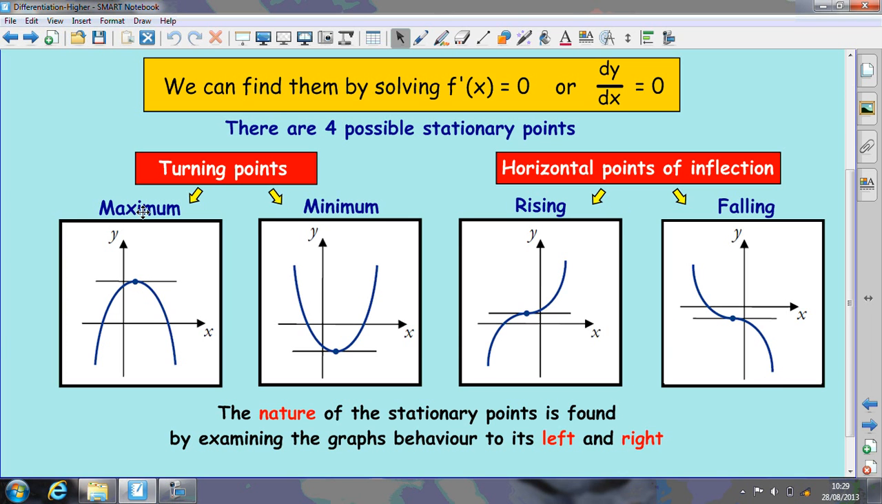We can find whether the function is a maximum, minimum, rising point or falling point, again by solving f dashed x equals 0, and we can work out what the nature of the stationary point is. Now to do this, we examine the graph's behaviour just before the stationary point and just after. Okay, let's look at the first example.